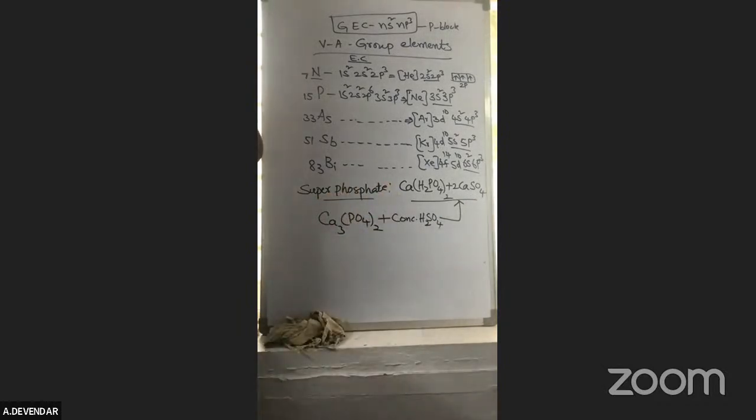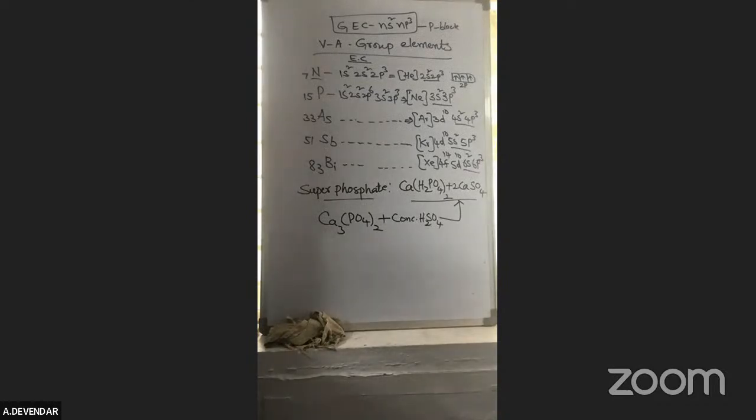This is a very simple preparation. What is the use of superphosphate? The major use is that it is a good fertilizer. For farmers, it gives a good yield of any paddy or sugarcane by using this superphosphate. Okay, this is about the main importance of superphosphate.